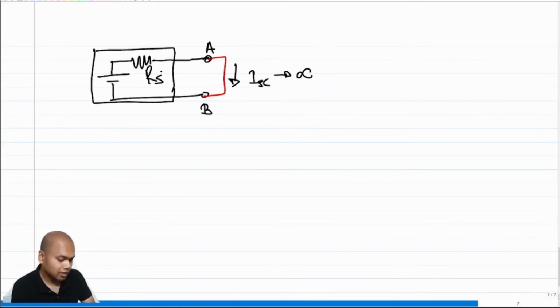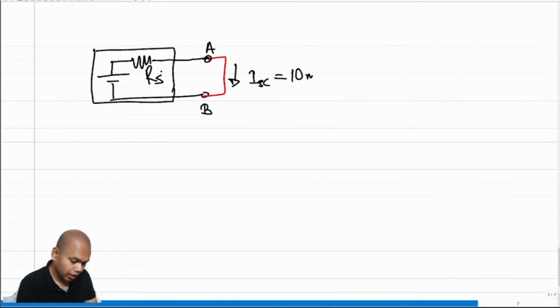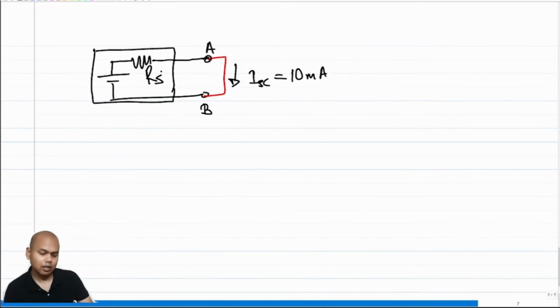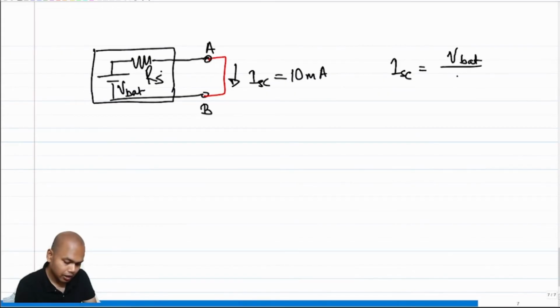Since I have a resistance Rs associated with the voltage source, the short circuit current, instead of ISC, is 10 milliamps. So now what is 10 milliamps? This, I have a battery. What is 10 milliamps? ISC is V bat by Rs, which is 10 milliamps.